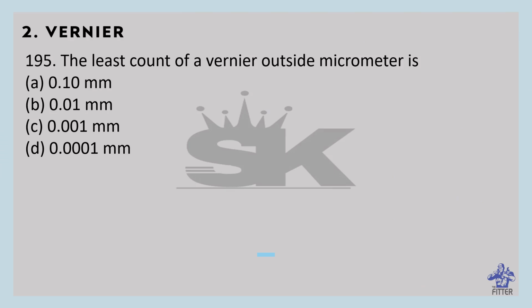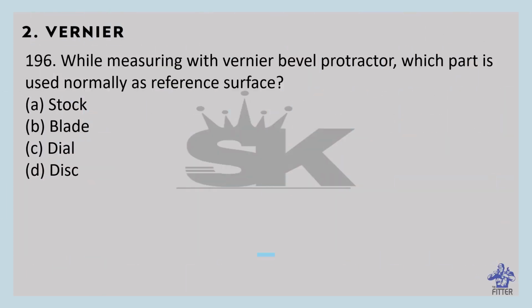The least count of a vernier outside micrometer is. So we know that that is 0.01 mm. Outside micrometers are used for measuring the thickness or outside diameter of small parts. While measuring with vernier bevel protractor, which part is used normally as reference surface? So that is option A, stock.